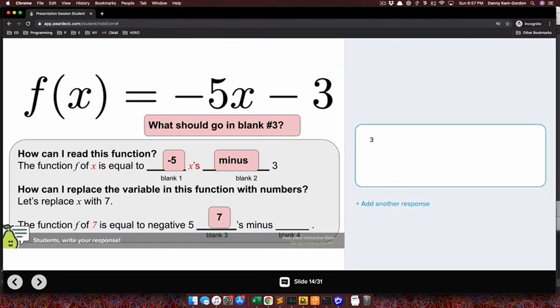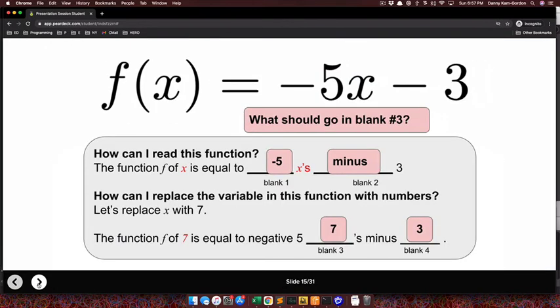So we're going to put 3 in here. And it's going to be minus 3. So those should be all the blanks for that question. Now let's try and actually solve it.